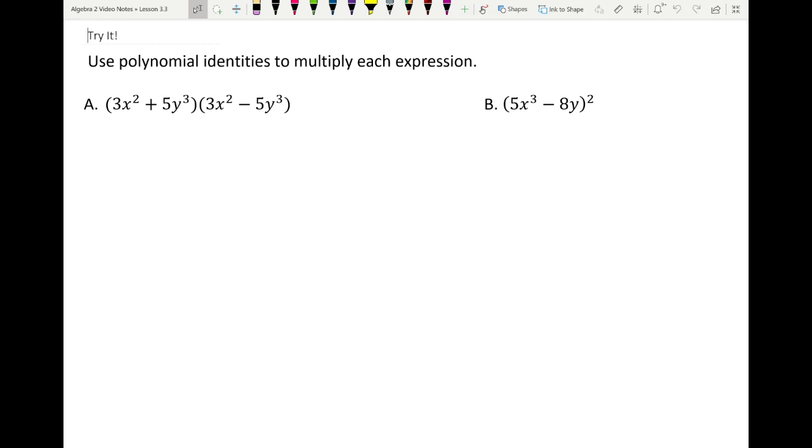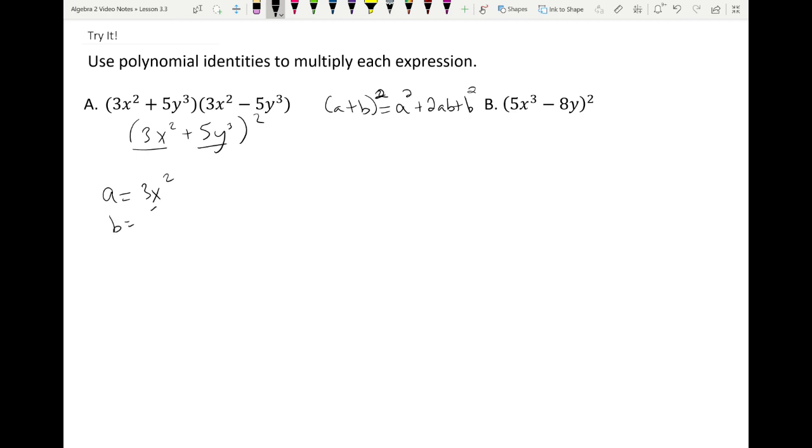All right, so we're going to multiply these expressions here. Notice that we have two of these, so we can write it as (3x² + 5y³)². Again, we're going to be using the (a + b)² identity here, right? Which is a² + 2ab + b². In this case, a is 3x², and b is 5y³, positive. So we can go ahead and plug it in.